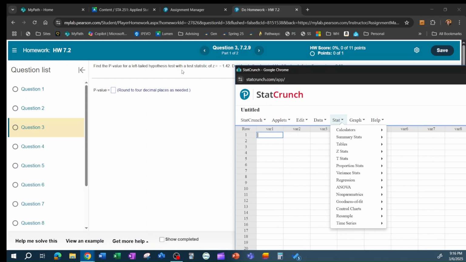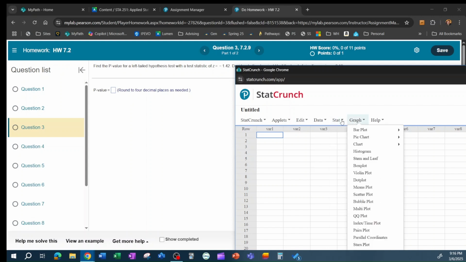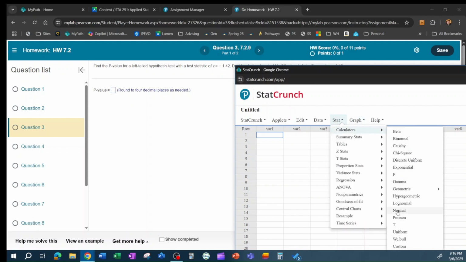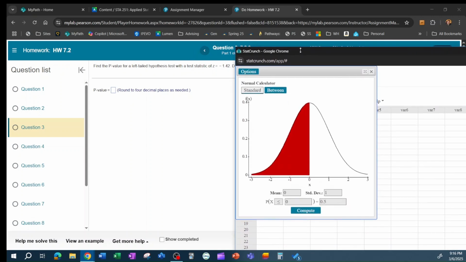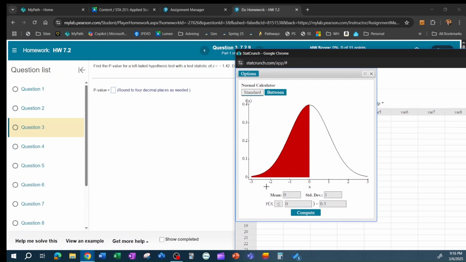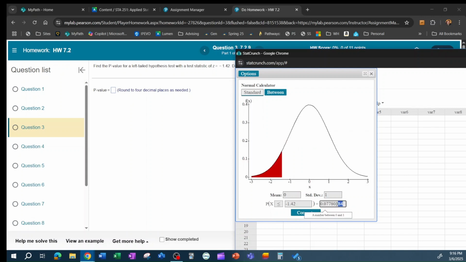Remember, the p-value is the area that's created in the tail by the test statistic. And the test statistic is a standardized one here, it's z. So we're going to do that with this calculator, normal. And minus, so it's a left-tailed test, right? So we've got the arrow in the right direction, and the test statistic is minus 1.42. All right, so let's grab that there.